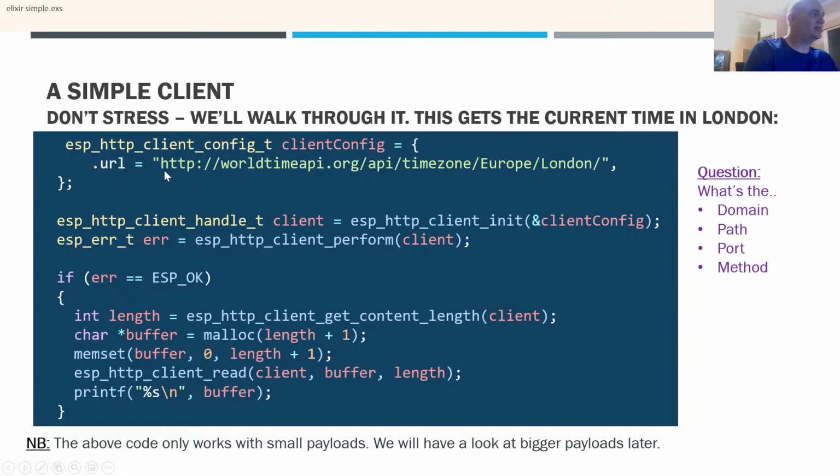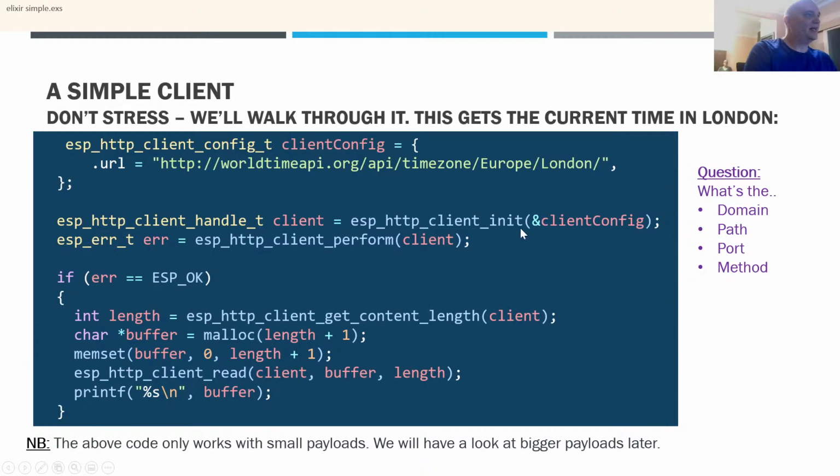Okay, so we can see that I'm going through to this thing called the World Time API, worldtimeapi.org, API time zone for Europe and London. What this is going to do is actually get the current time in London. All right, and then we initialize our client with this particular structure.